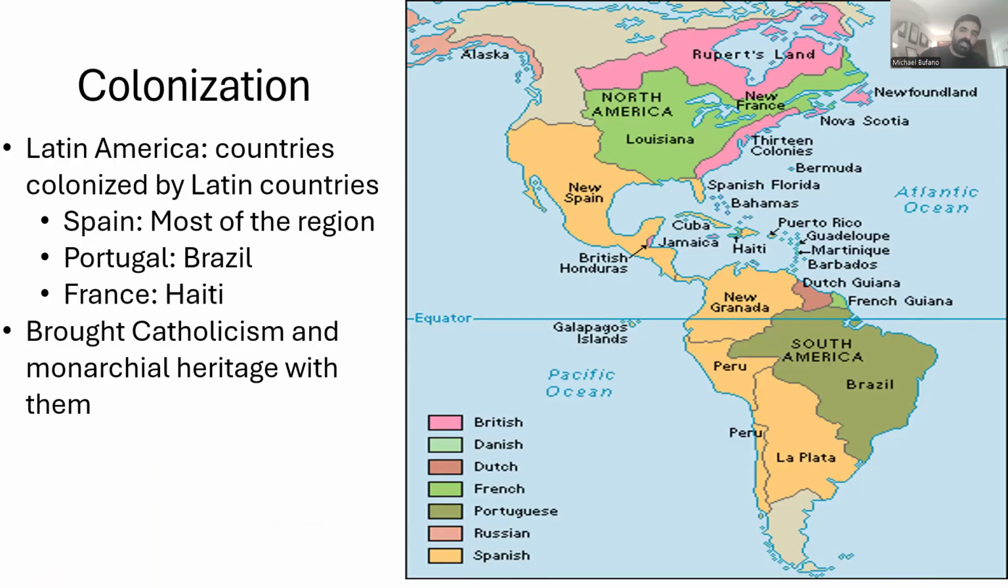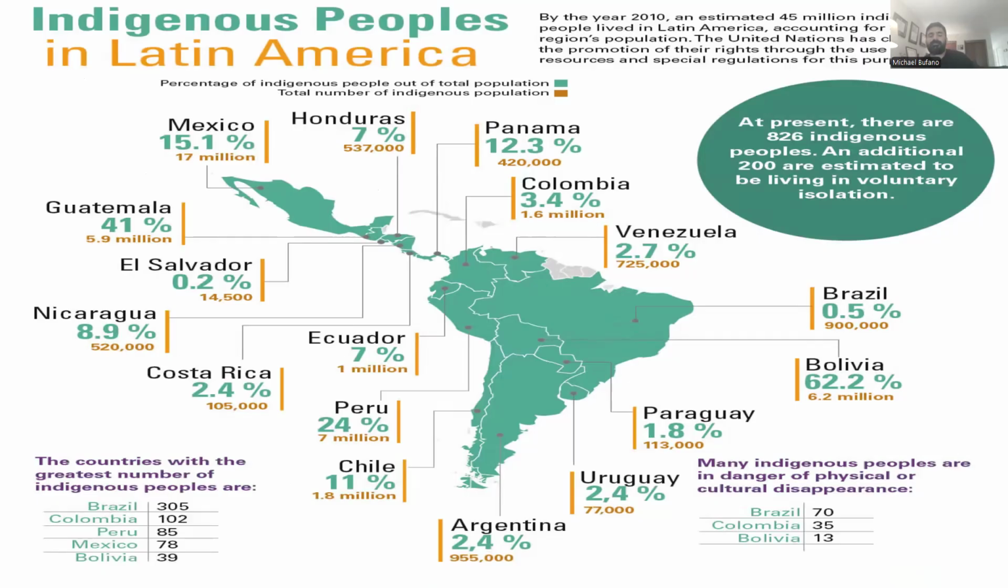Now, this is very different from the 13 colonies of the English, who brought with them Protestantism. And while, of course, there was some monarchical influence there, they also brought the politics of parliamentary democracy with them. So the English colonies, the 13 colonies, had a very different history from the colonies of Latin America. We're going to talk a lot about that in this class, as well as how these different colonial heritages impacted these different parts of the world.